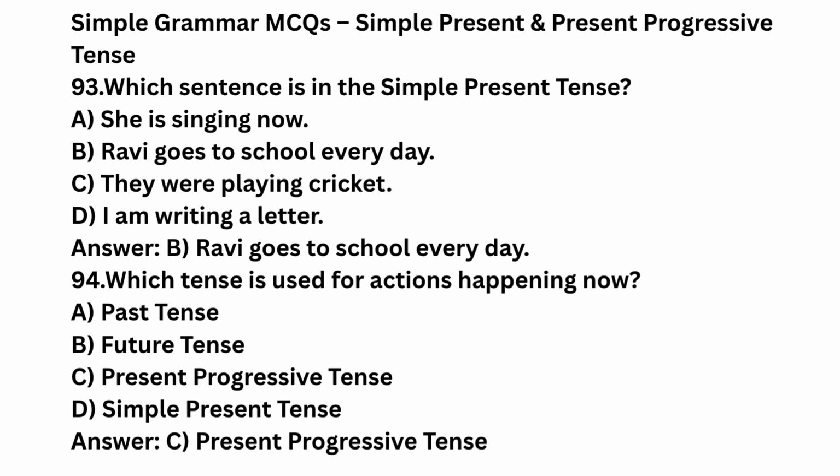Next is simple grammar. Simple present and present progressive tense. Which sentence is in the simple present tense? She is singing now. Ravi goes to school every day. They were playing cricket. I am writing a letter. Answer: Ravi goes to school every day.